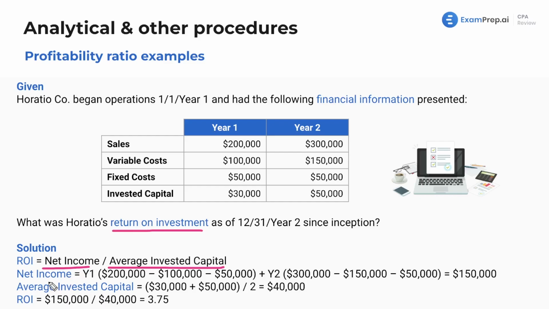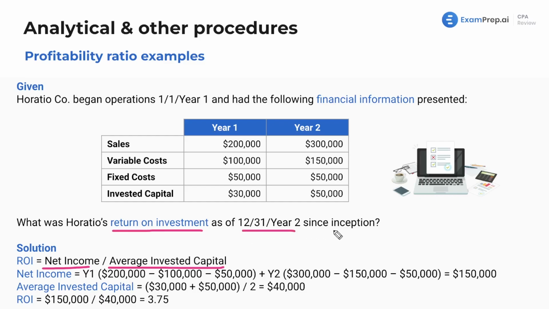Let's see what net income is going to be. Net income for year one, that's going to be sales minus variable and fixed costs. And then year two is going to be 300,000 of sales minus, again, variable and fixed costs. Here we want the net income for the whole period. So as of this date since inception.